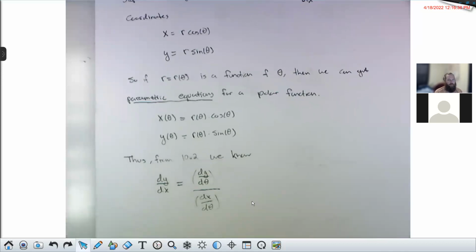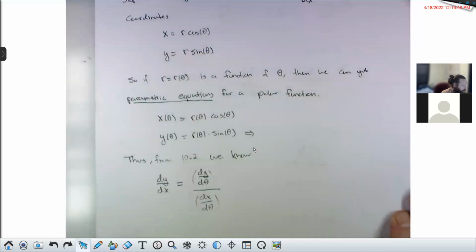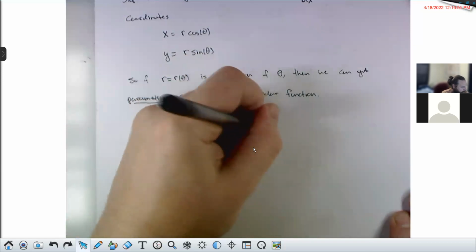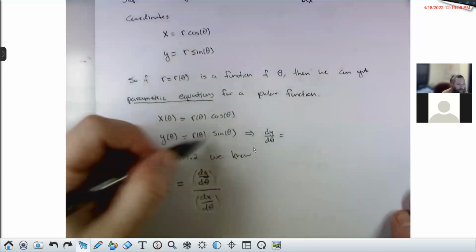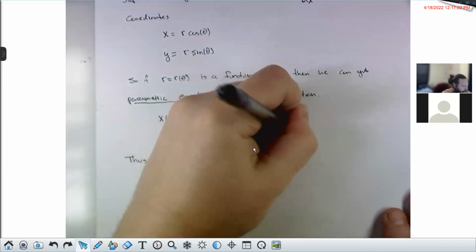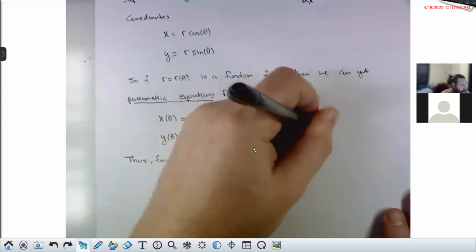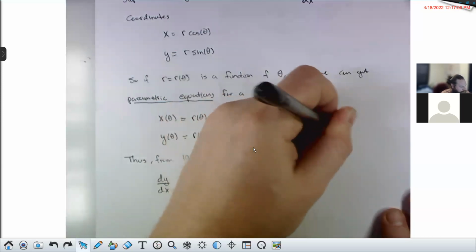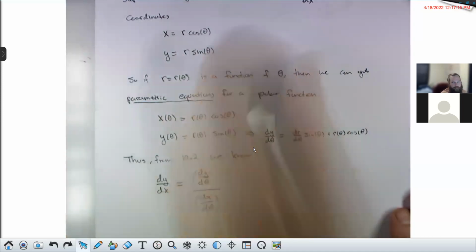So we need to figure out what is dy d theta and what is dx d theta. And the trick again is to come back here. If you take this and differentiate with respect to theta, you'll see that dy d theta is a product rule thing. You have to differentiate r of theta times sine theta. So that would be dr d theta times sine theta plus r of theta times the derivative of sine theta, which is cos theta.